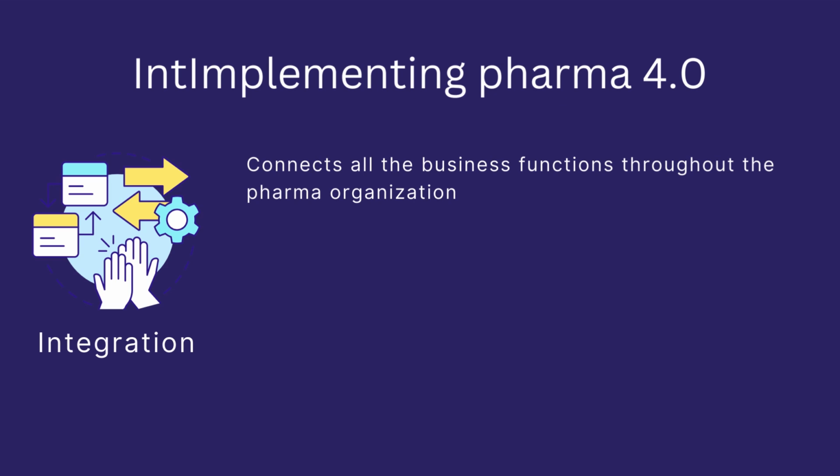The integration connects all the business functions throughout the pharma organization with the same level of resources. In Pharma 4.0, it is the onboarding process of the related enablers at the same level throughout the pharma organization so that each department, entity, or process functions according to the 4.0 framework.